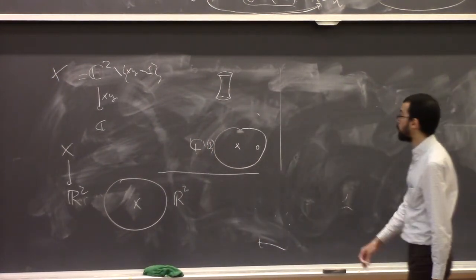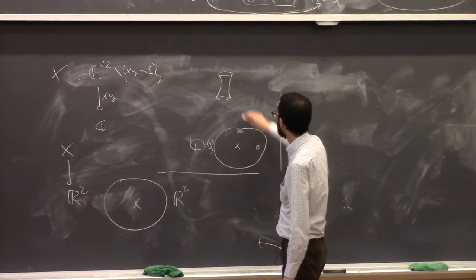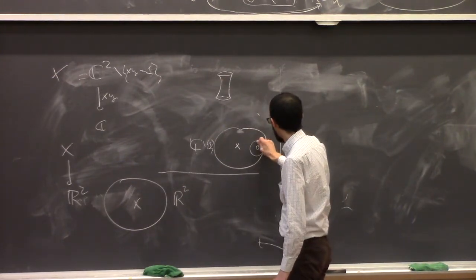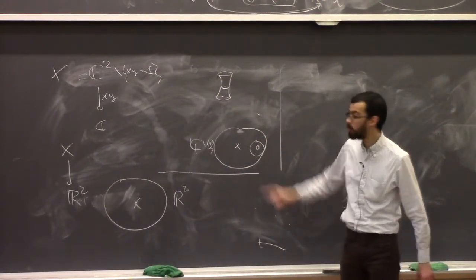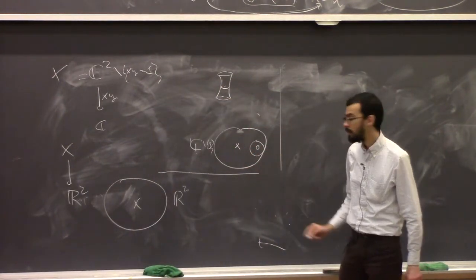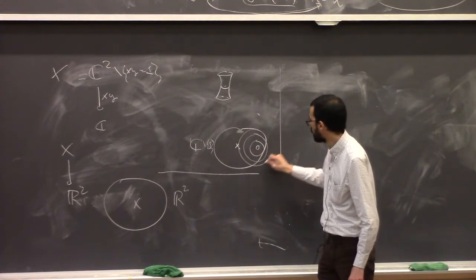So how is this Lagrangian torus fibration produced? I don't want to go too much into the detail, but roughly speaking, you take a circle in the base, you take a circle in the fiber, and you move the circle in the fiber around the circle in the base. So that's the family of Lagrangian tori.